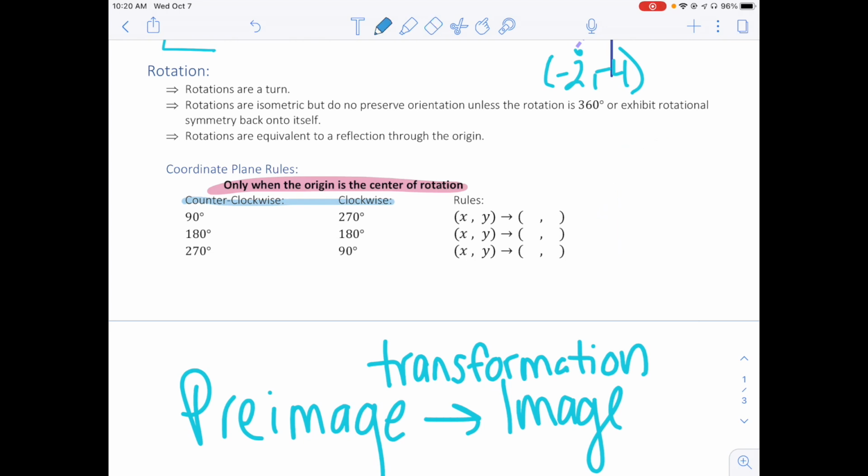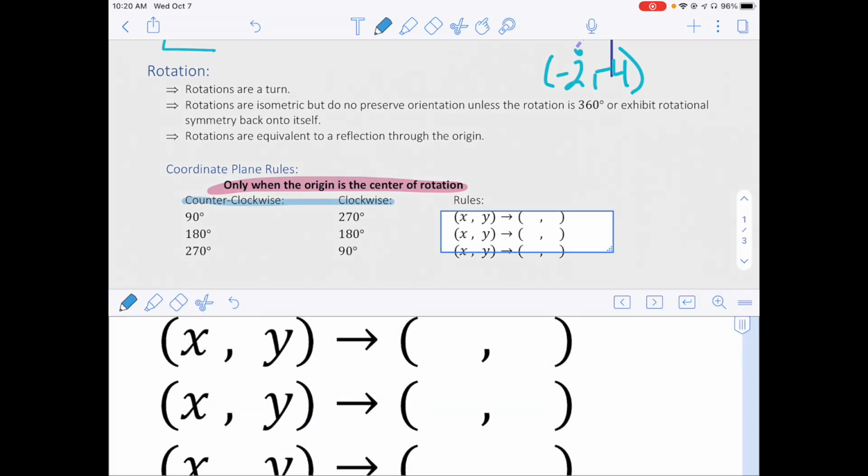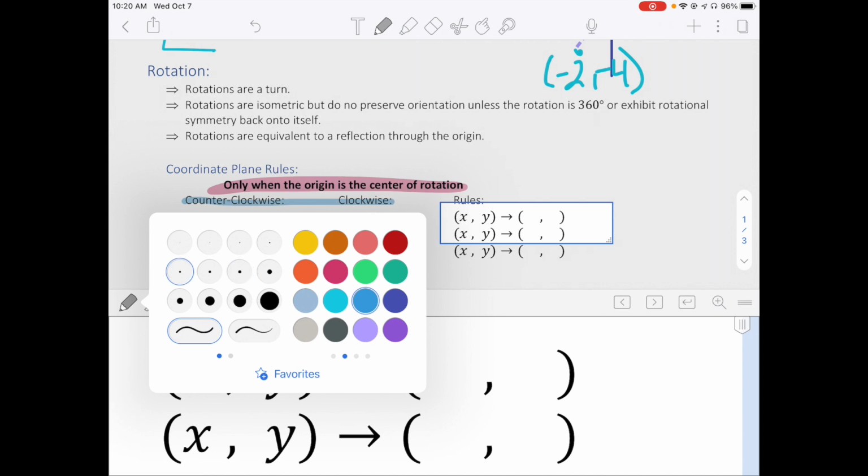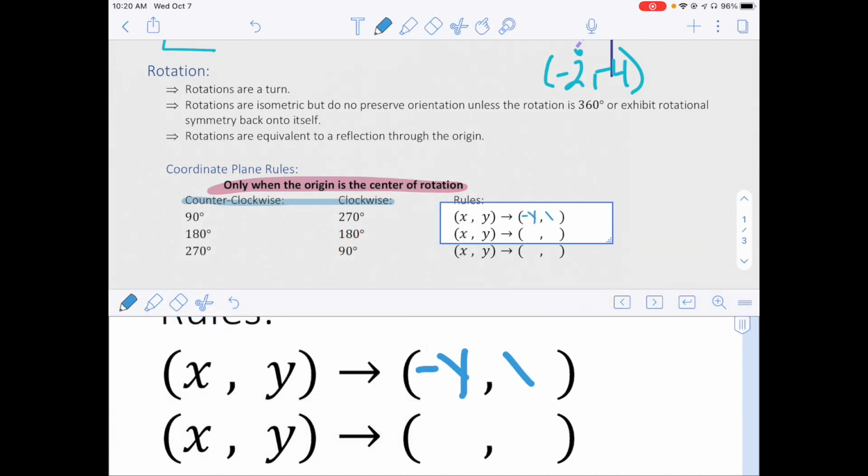So in terms of the coordinates, with a 90-degree counterclockwise rotation, if I start with x, y, I apply my rotation, my new coordinates are going to be negative y, x. Okay, so the coordinates are going to switch locations. What was in my y value is now negative. Now, when I say negative, I just mean the opposite sign. It's not always going to be a negative value. If it was a negative to begin with, it's going to become a positive. If it was a positive, now it's a negative.